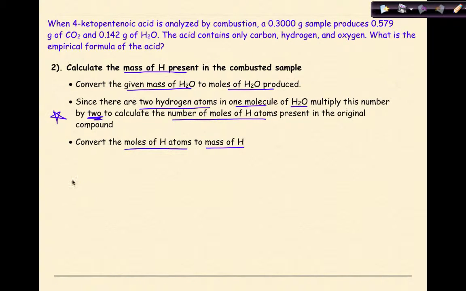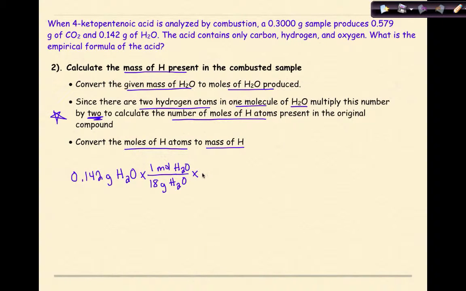So let's go back and see our original mass of water. Our original mass of water is 0.142 grams of water. Now I'm going to convert that into moles. My first step will always be taking my mass of water and converting it into moles of water. I know that there's 18 grams of water in 1 mole of water.